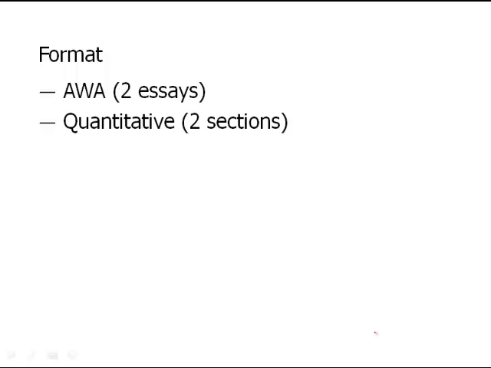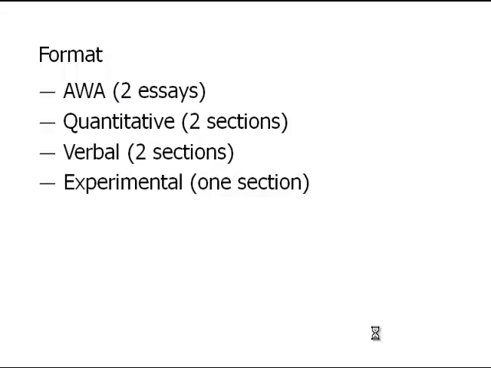Next, you're going to have a quantitative section, and that consists of two sections. Just as the AWA consists of two essays, the quantitative section consists of two sections. Next, we have the verbal, which also consists of two sections. There's a lot of twos going on here. Note that consistency. But then we have this crazy section called the experimental section. The experimental section is just going to be one section.